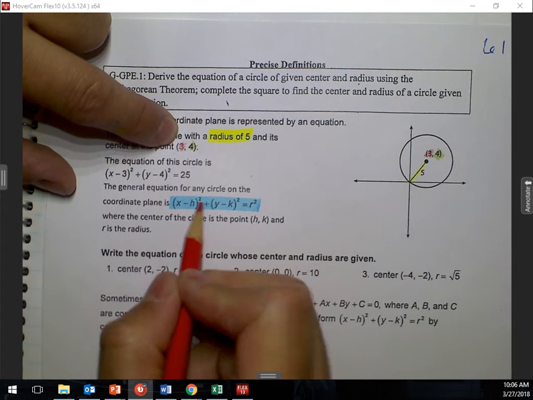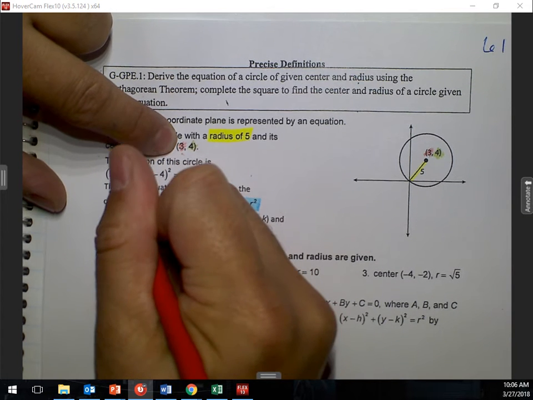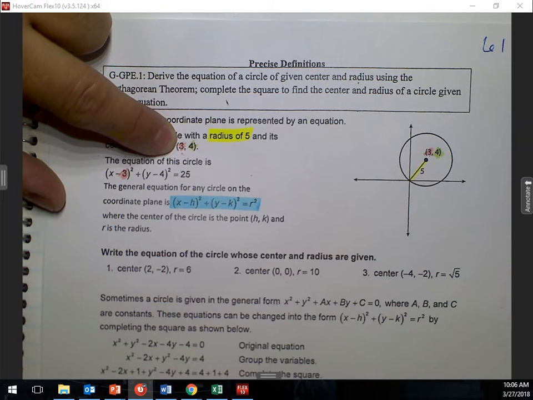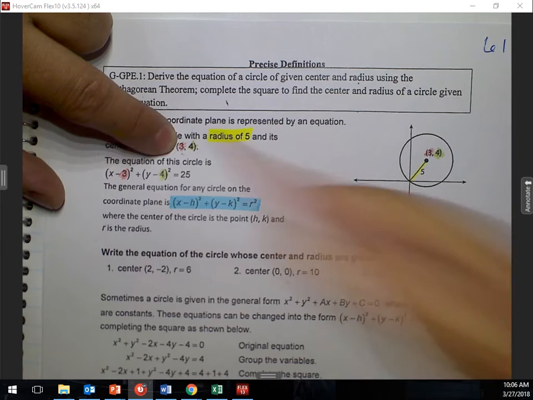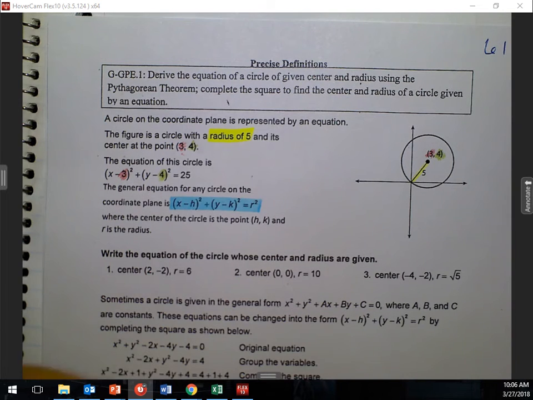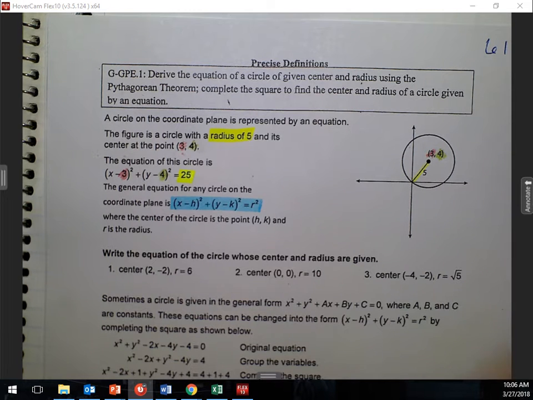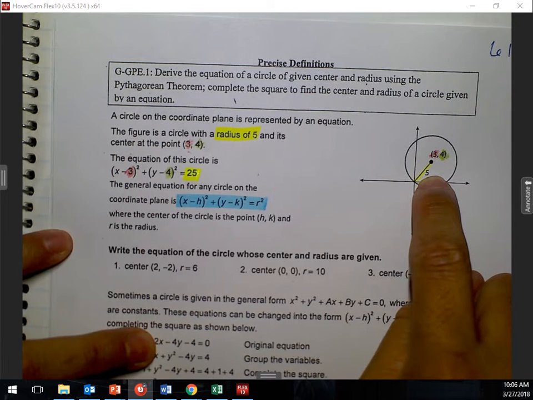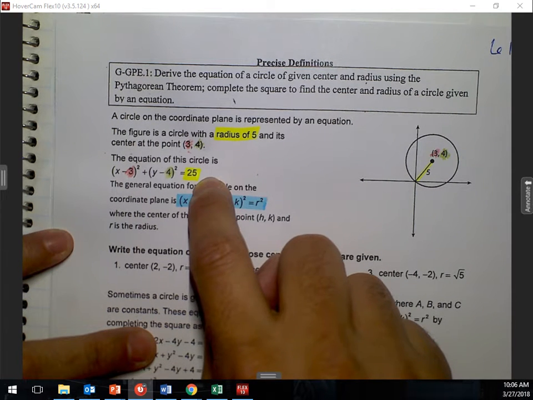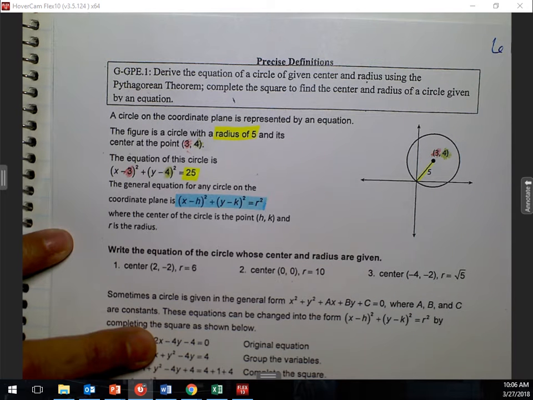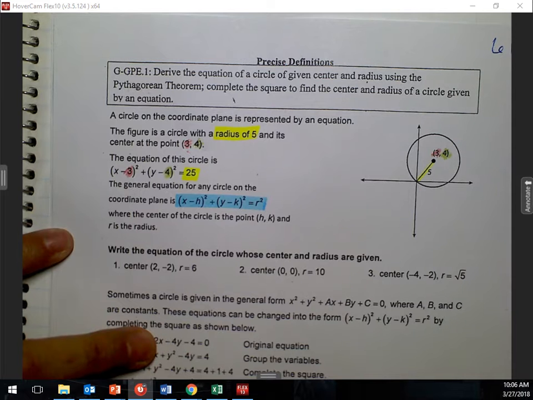So the 3 is always going to be minus my H. Since my 3 is positive, it goes minus 3, so we're subtracting 3 there. The other side, the 4, goes right here. And then this is my radius squared, because my radius here is 5, isn't it? Yes. 5 squared, from my formula right here, is going to give me 25. Okay? So this is the formula for this.